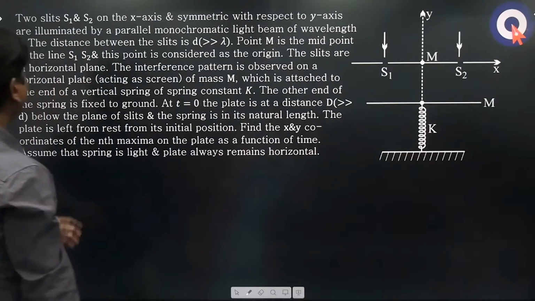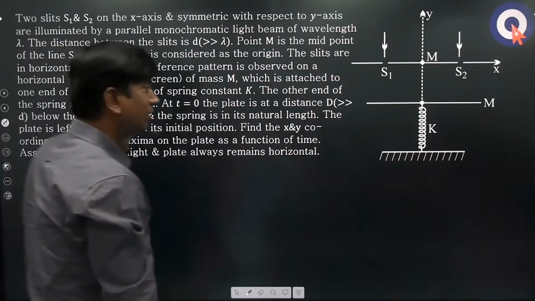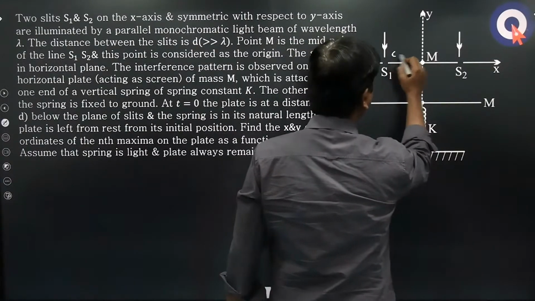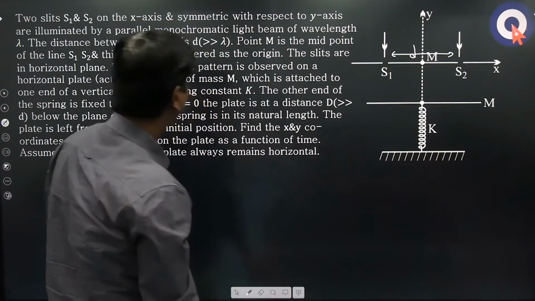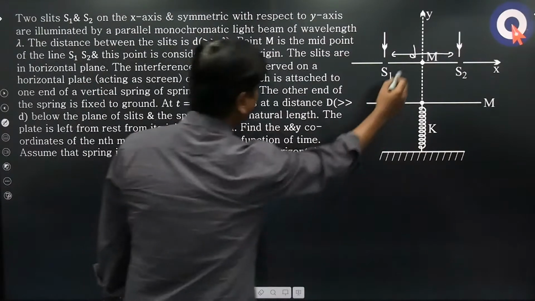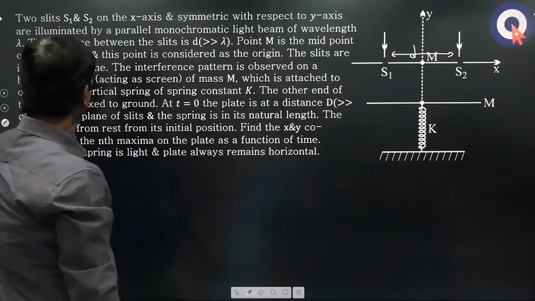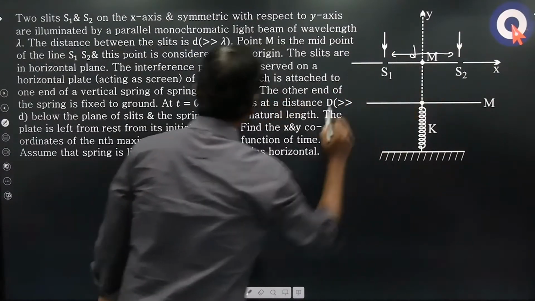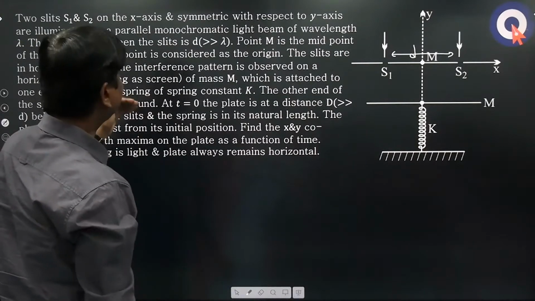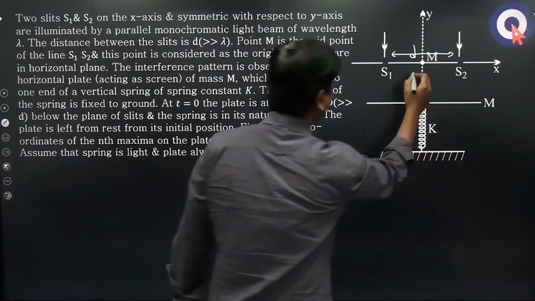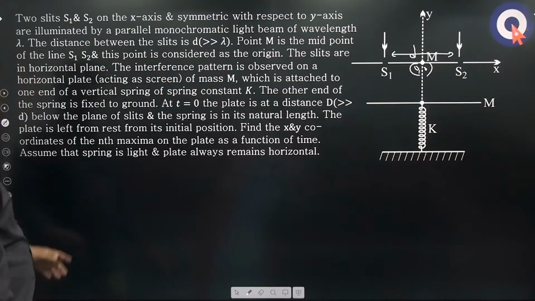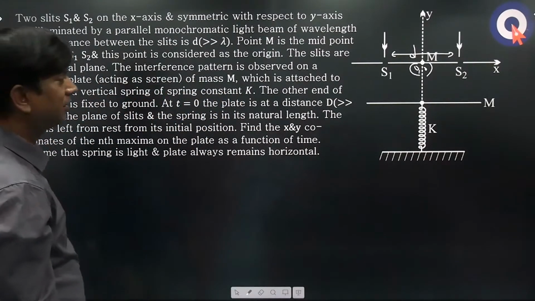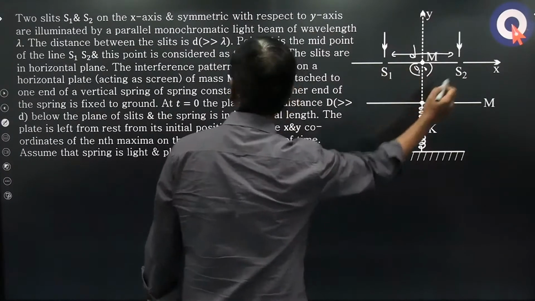Right. Distance between the slits is small d. So this is anyway small d, as we know. And d is very much greater than lambda. Yes. Point M is a midpoint. This M is a midpoint of the line S1 and S2. M is a midpoint. And this point is considered as the origin. Okay. So this you consider it as origin. The slits are in horizontal plane. Yes, these two slits are in the horizontal plane.